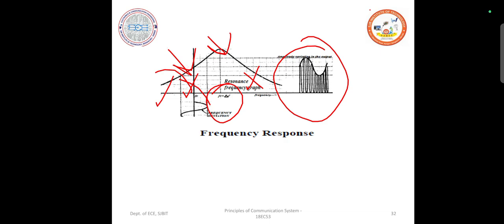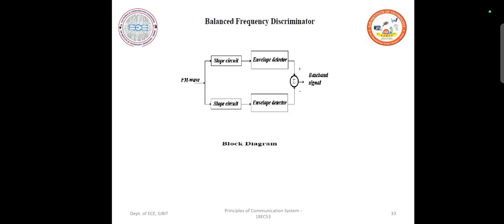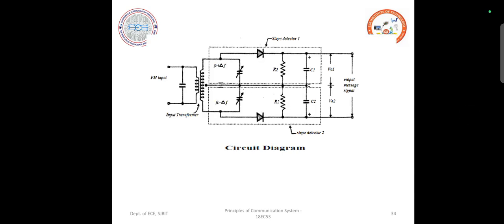So we have to safeguard the information, and for that reason we go for a two-fold network like this, where we use two slope detectors. The one above will be tuned to Fc plus delta, the one below will be tuned to Fc minus delta. So you will have two different tuning circuits to fetch out the signal properly. The operation of the circuit remains the same, but the advantage of going for two-fold is that the non-linearity reduces.